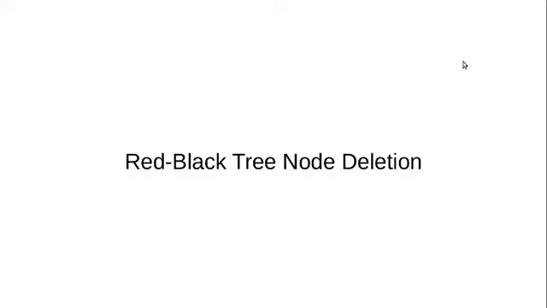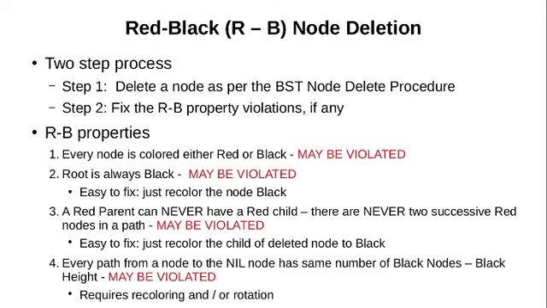Let's now discuss deletion of a node in a red-black tree. In a red-black tree, node deletion is a two-step process. In step 1, we delete the node as per the binary search tree node delete procedure. We reiterate the fact that in the binary search tree, the physically deleted node is either a leaf node or a node with a single child. In step 2, we check and fix the red-black tree property violations introduced due to deletion of this node.